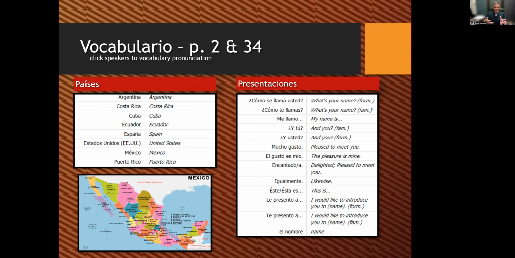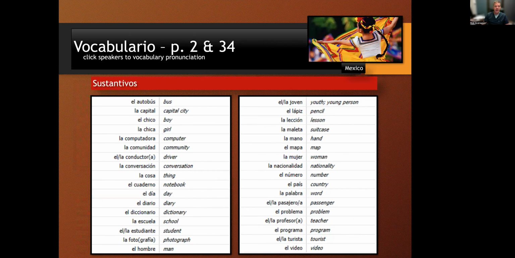Le presento, we had on the last page, I'd like to introduce you to, and the le means it's a formal form, or te presento means you're talking to somebody familiarly. And el nombre is a word for name in Spanish. So those are some basics on introductions in Spanish.